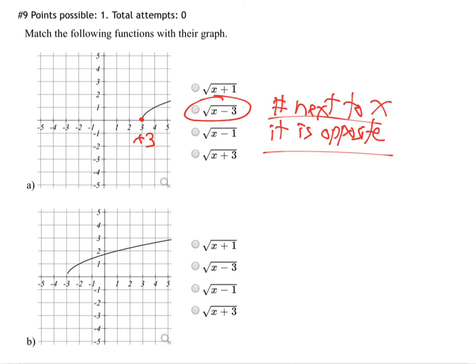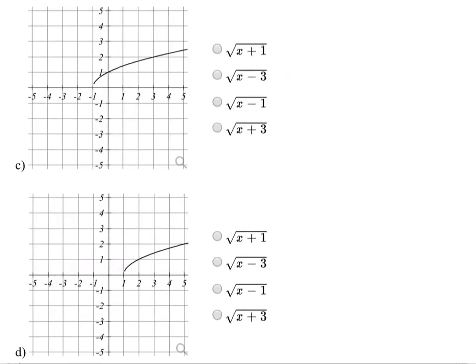But here on number 9, this guy got in the root with x. He's in x's world. So whenever you're in x's world, and you're right next to x, you're always opposite. So plus 3 becomes minus 3. This one minus 3 becomes plus 3. This one minus 1 becomes plus 1, and plus 1 becomes minus 1. Notice all those are in the root right next to x. So that's why that happens.